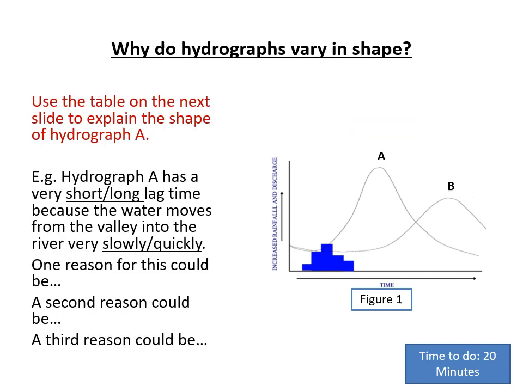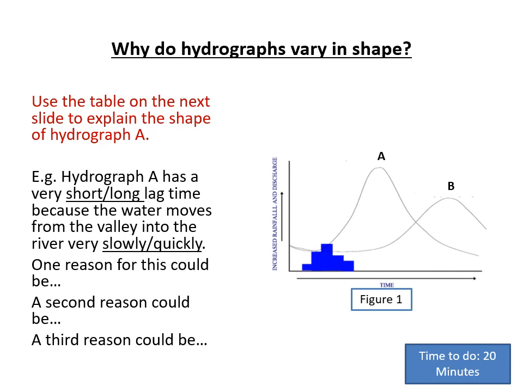Okay, so we are going to get to the part now where we really do explain why there are differences. Hopefully you've got the answers down from that last slide. You know that there are differences here between these 2 hydrographs. Now it really is about why. So you're going to start by copying that first sentence out. Hydrograph A has a very short or long, you choose, lag time because the water moves from the valley into the river very, use your common sense here, slowly or quickly.